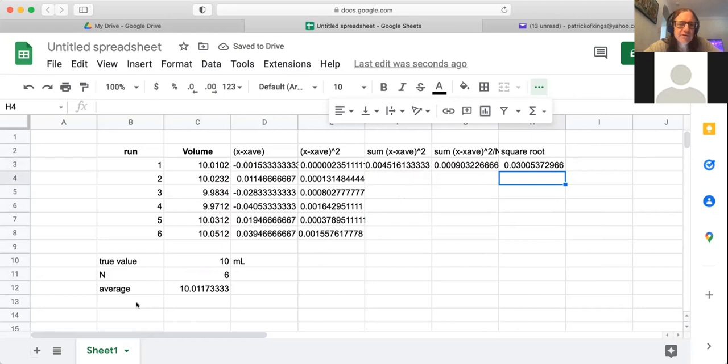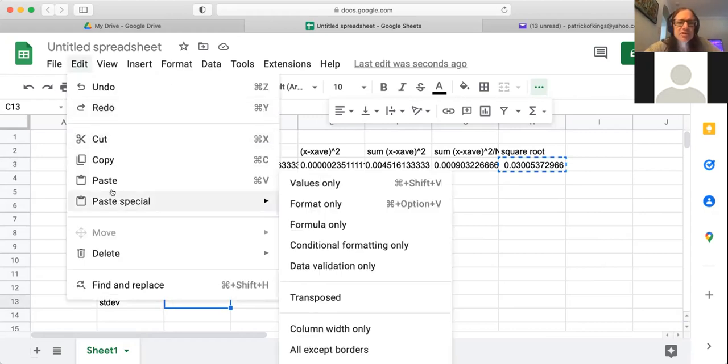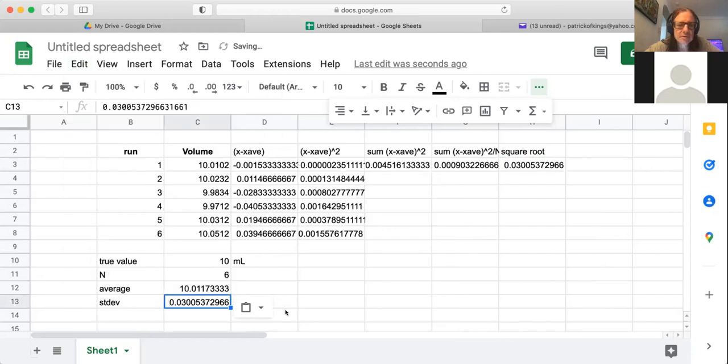Okay, so I'm gonna write here standard deviation, and I'm gonna copy this one. So Command C, I'm using Mac, so it's Option C, I guess, if you're on a PC. And then I'm gonna come up here to paste special, and I'm just gonna paste the value. Okay, so our average is a little over 10, and our standard deviation is about 0.03.